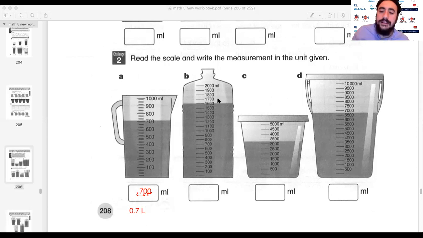Okay, what about letter B? It will be 1,600 milliliters, but if it was in liters, it's going to be 1.6 liters. Excellent, yeah, Hala, bravo. So it's going to be 1,600 milliliters, and if I want to convert it into liters, all I need to do is divide it by 1,000, so it's going to be 1.6 liters.